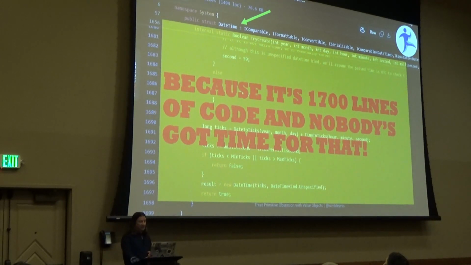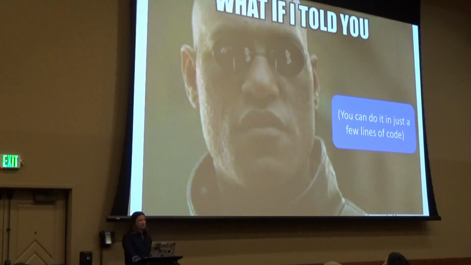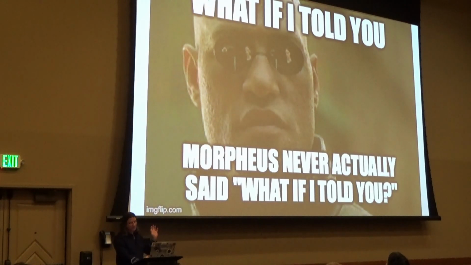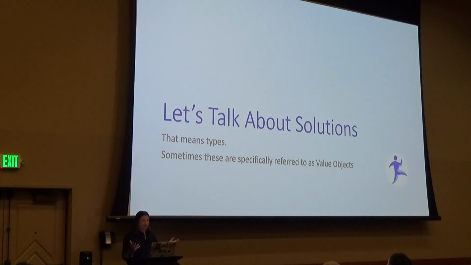All right. But what if I told you that you can do this in just a few lines of code, right? If it was only a few lines of code, or like an attribute, maybe that would make it worthwhile to start using value objects a little bit more often than you do now. Also, what if I told you, but Morpheus never actually said, what if I told you? You didn't know that? All right.